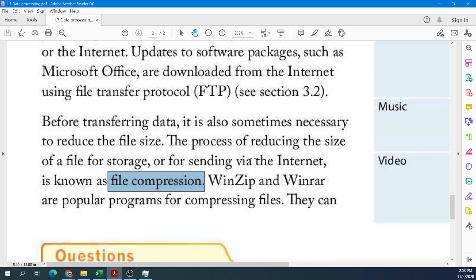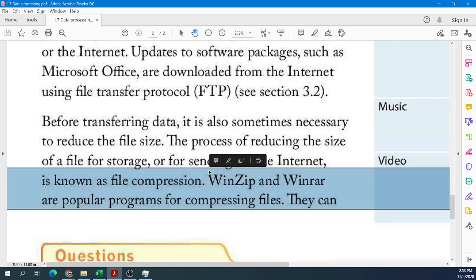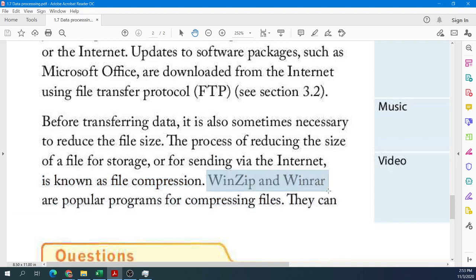Now, two examples of software that are used for file compression are WinZip and WinRAR. Remember, these are programs that are used for file compression. File compression refers to reducing the file size, and examples of the programs are WinZip and WinRAR.